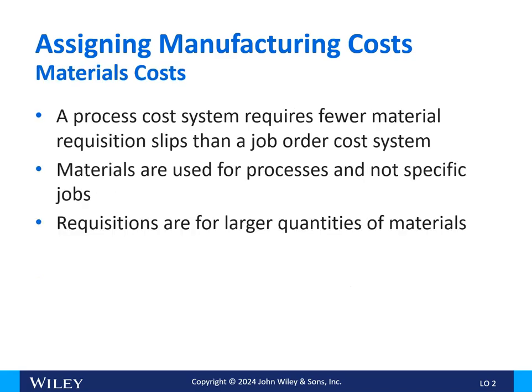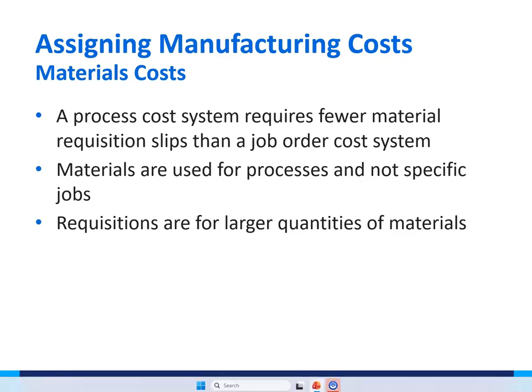Material cost: a process cost system requires fewer material requisition slips than a job order cost system. Materials are used for processes and not specific jobs, and requisitions are for larger quantities of materials.